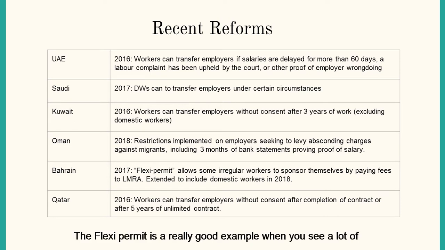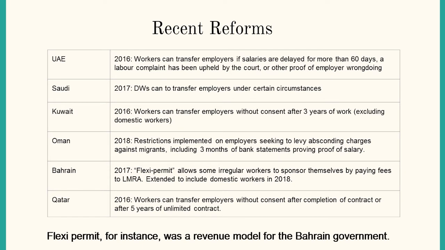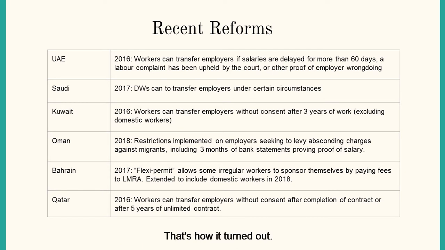The flexi permit is a really good example of what happens when you see a lot of media or PR about a reform. The flexi permit got Bahrain a lot of accolades, and yet if we look at it a year and a half later, it's really not done as much as it promised, and it really wasn't set up to do that. So you'll notice that reforms that are implemented are always going to be something that is eventually in the favor of the state. They're not rights-based reforms. The flexi permit, for instance, was a revenue model for the Bahrain government. That's how it turned out.